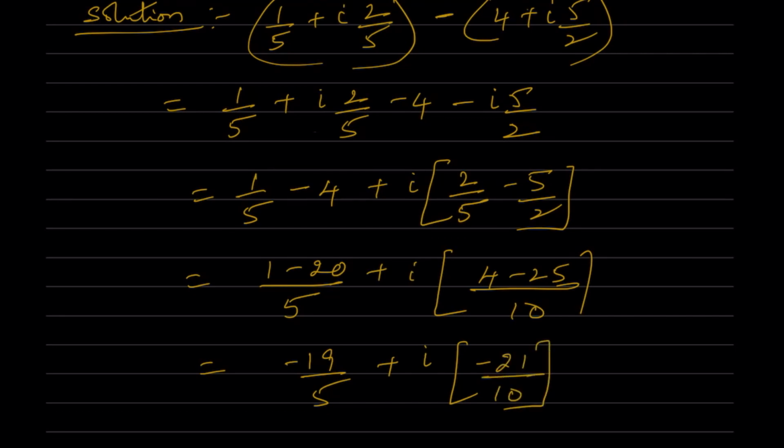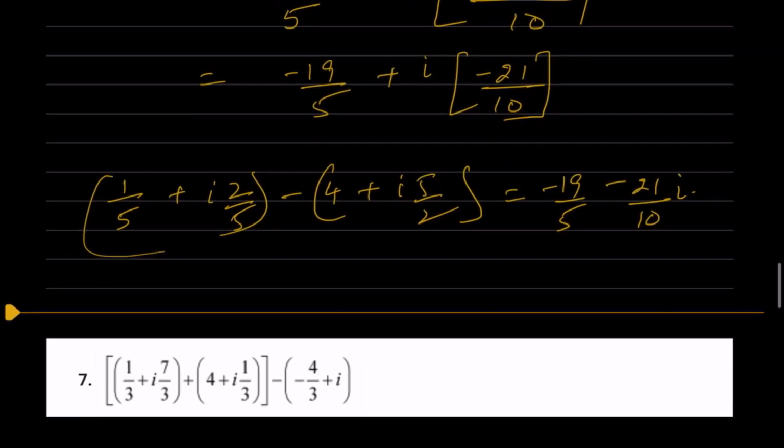So we can write it as 1/5 plus i 2/5 minus 4 into, the minus sign into 4 inside the bracket, so we get minus of 4 plus i into 5/2, which is equal to minus 19/5 minus 21/10 i. So we are bringing this into the form of a plus ib. So this is the form which we write.